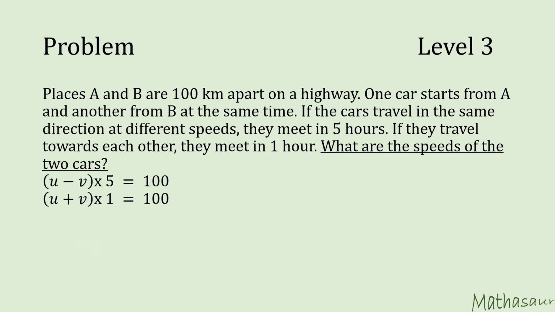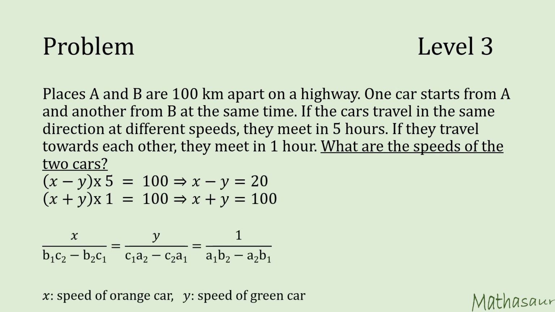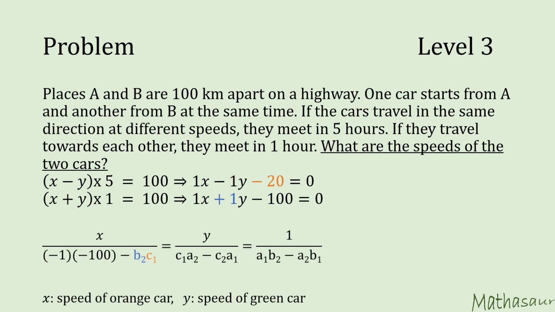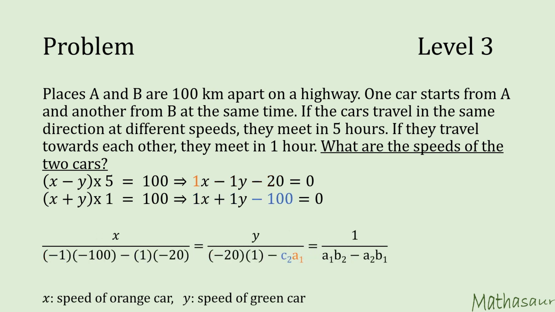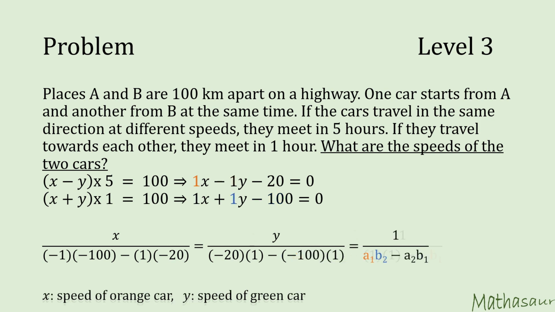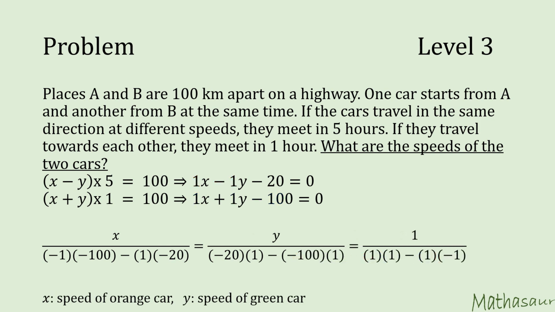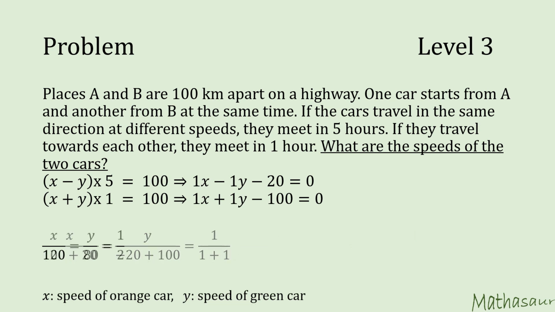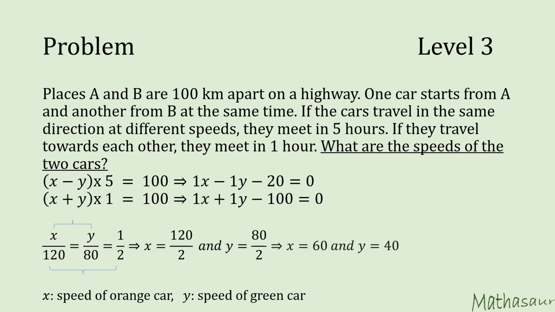So we have got our two equations, u minus v times 5 equals 100 and u plus v times 1 equals 100. Instead of u and v, let us write the variables x and y and apply the cross multiplication method. We get x equals 60 and y equals 40.